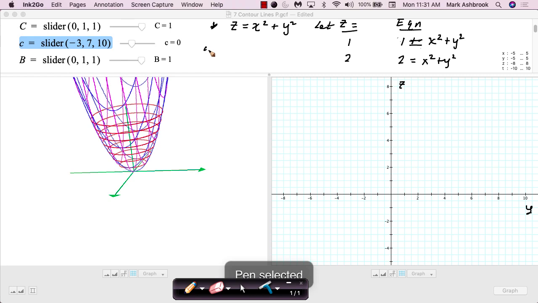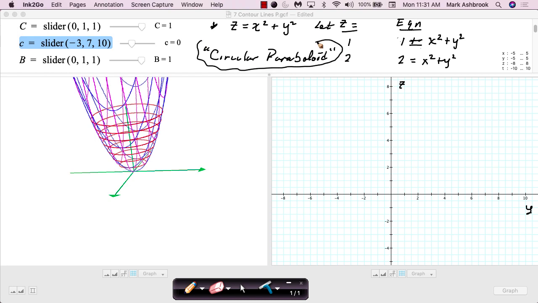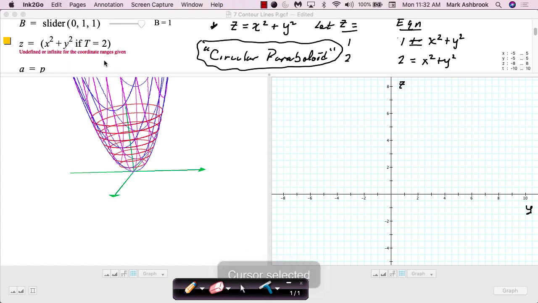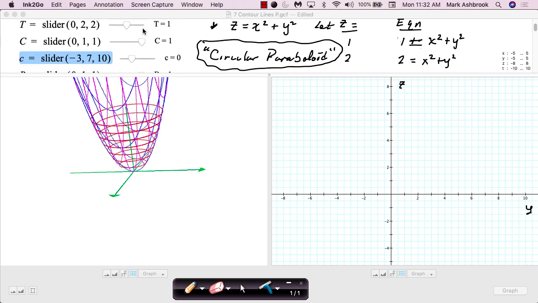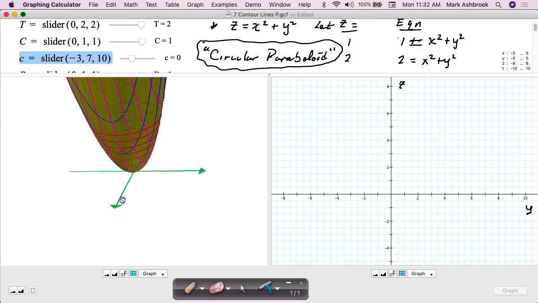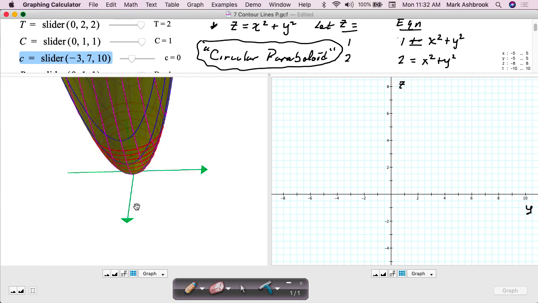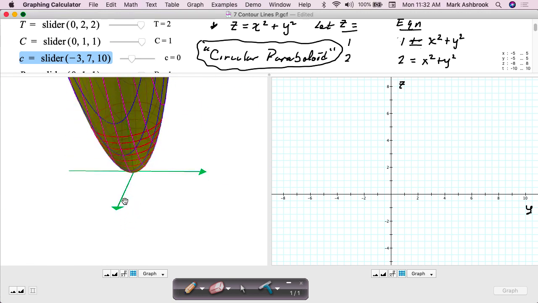circular paraboloid. Circular because the cross sections are circles. Paraboloid because it's parabolic in the other two directions. So now I can turn on the whole thing. So we know it's not just the net, but it's the whole surface. It's all the points in between too.